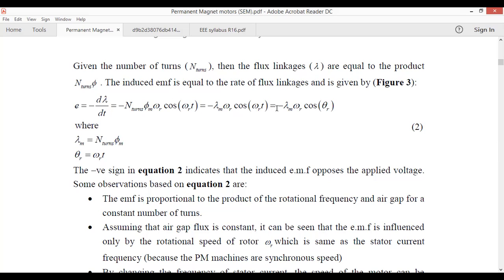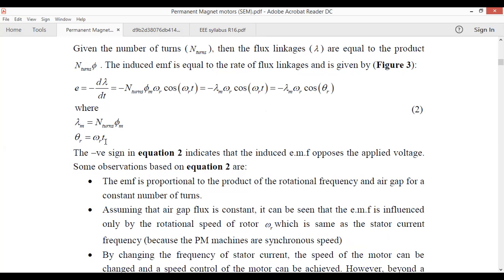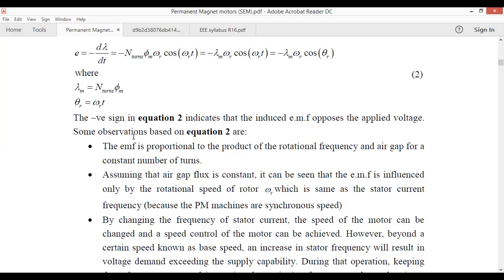which is also written in the form of minus lambda, where lambda is nothing but the product of n and phi. So we get E is equal to minus lambda omega r cos theta r, and theta r is nothing but the product of time and the electrical speed of rotation of the rotor. Here, if you observe the negative sign in the equation, that indicates that the EMF opposes the applied voltage. We are applying the voltage from the stator side, so we get the negative sign. That denotes that the induced EMF opposes the applied voltage.